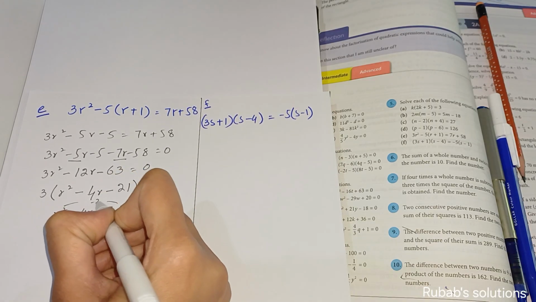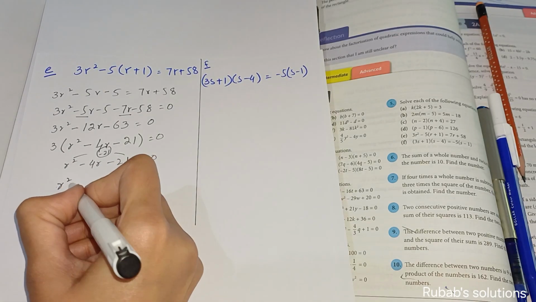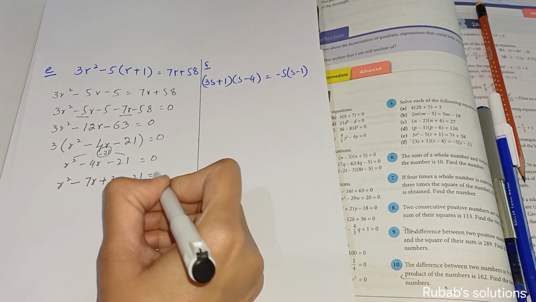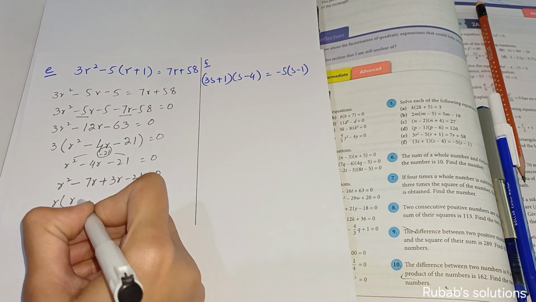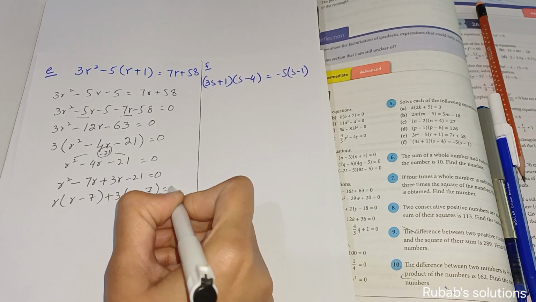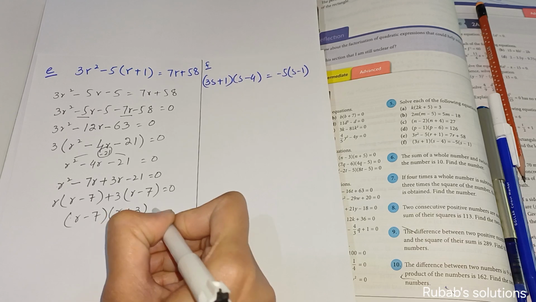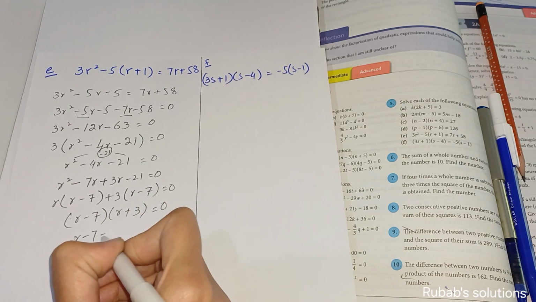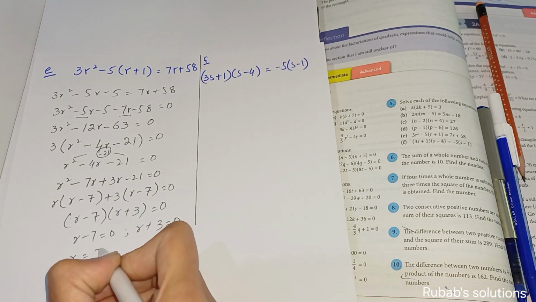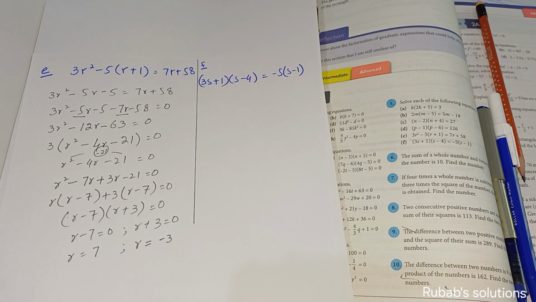Now it's minus 21, so that means I have to do subtraction because it's minus 21. R square minus 7r plus 3r minus 21 is equal to 0. R minus 7, plus 3 r minus 7 is equal to 0. R minus 7 and in the other bracket it will be r plus 3 is equal to 0. Either r minus 7 is equal to 0 or r plus 3 is equal to 0. R is equal to plus 7. From here r is equal to minus 3.